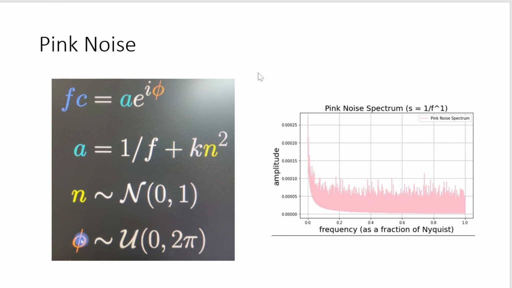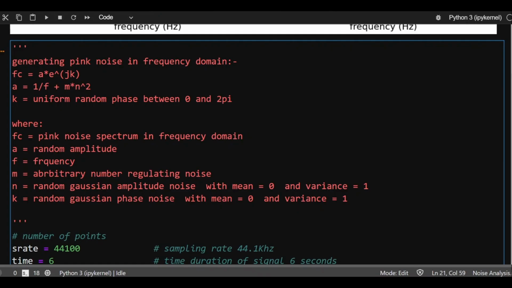So let's switch over to Python and implement this signal. Here we are back in the Python environment, and we are going to implement a code which is going to generate pink noise. Essentially, we are going to generate pink noise in the frequency domain using this expression. The A must follow the 1 by f law, and it has some random component associated with it. And also this k is the phase part of it, which must vary randomly between 0 and 2 pi.